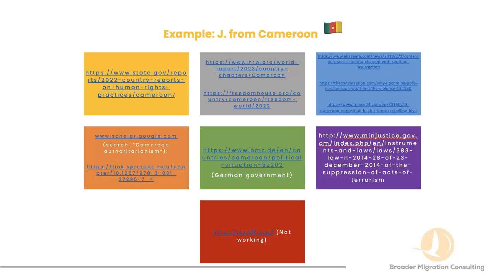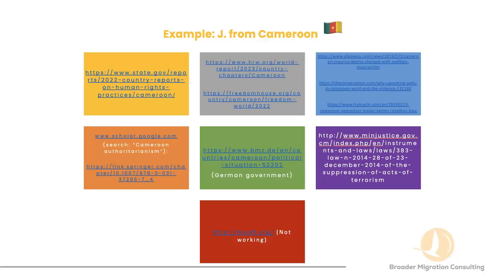For academic stuff, in this case, I went to Google Scholar, which is a searchable aggregate engine, and I searched, for example, for Cameroon authoritarianism, just to see if I could find a scholarly piece that would help me explain this term to adjudicators. And I actually did. I found an article that's linked here, which allowed me to do just that.